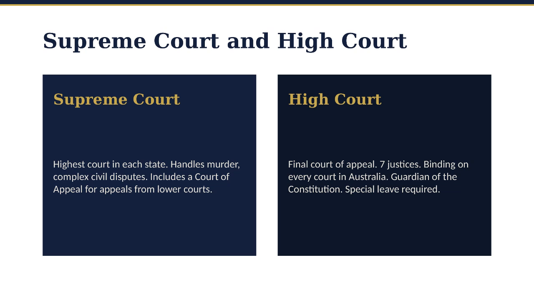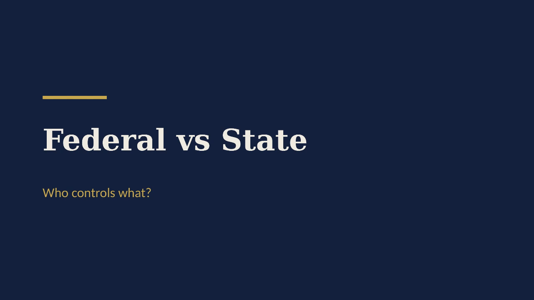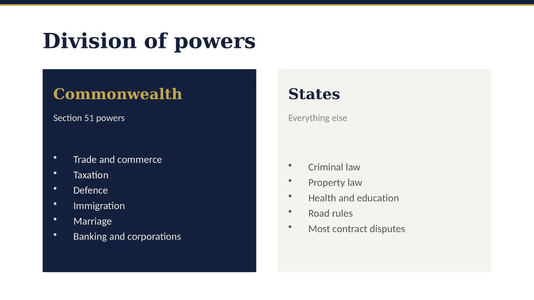One of the most common confusions is which level of government is responsible for which laws. The Constitution gives the Commonwealth Parliament specific powers to legislate. These are listed in Section 51. They include things like trade and commerce, taxation, defence, immigration, marriage, banking, and corporations. Anything not in that list is generally left to the states. So, criminal law, property law, health, education, road rules, most contract disputes, these are primarily state matters.